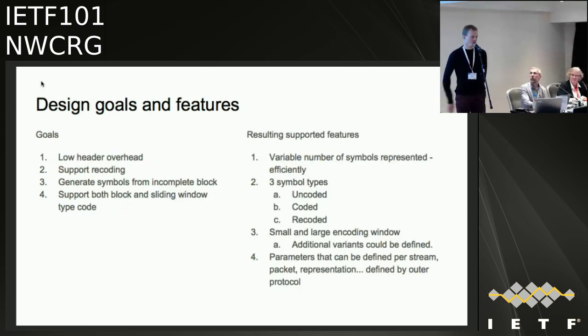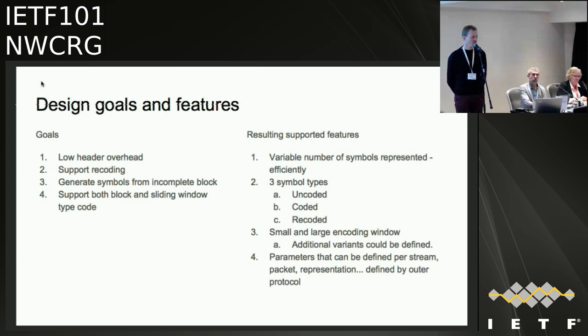So we have the goals here. We want a very low header overhead. We want to support recoding because we think it's an important feature of network coding that we need. And we want to be able to generate symbols from blocks that are incomplete in case of a block code. And we want to support both a block and a sliding window type of code.